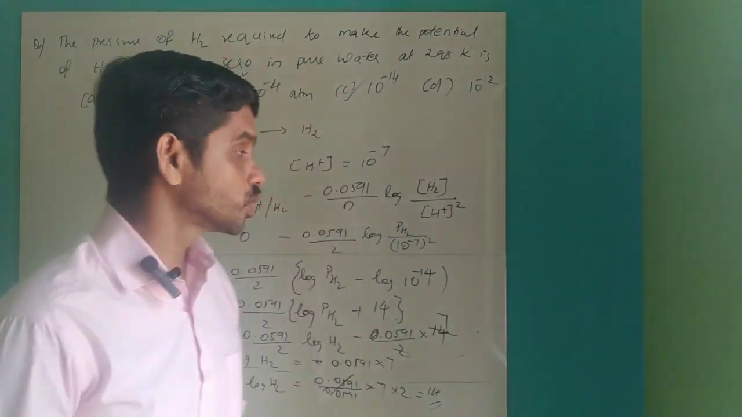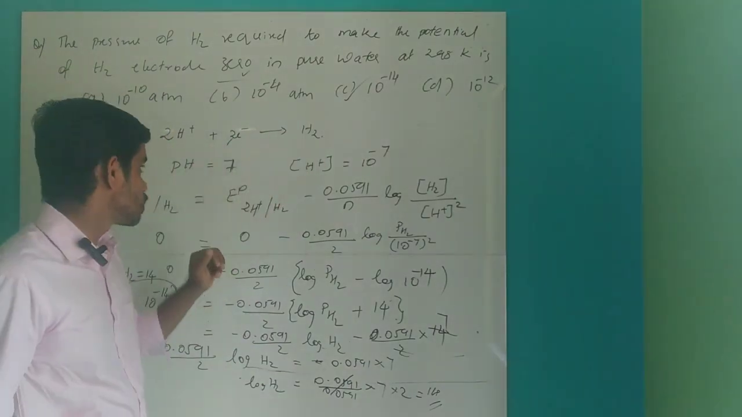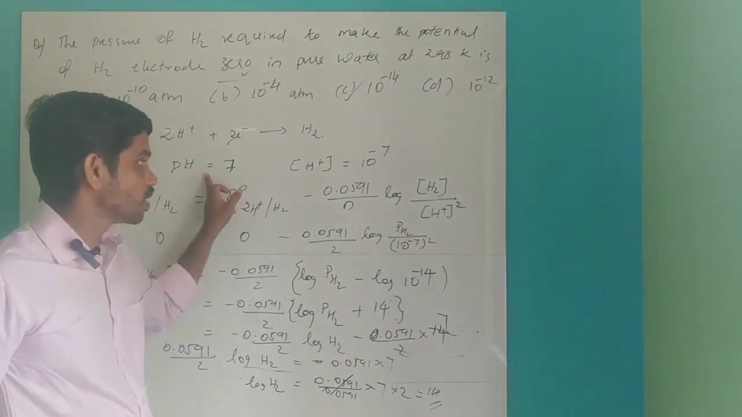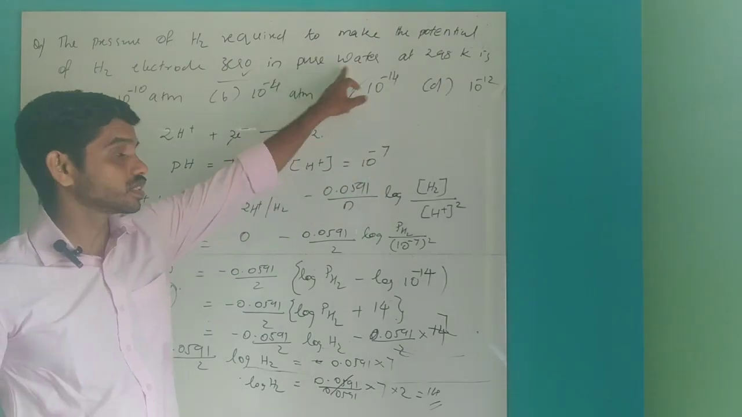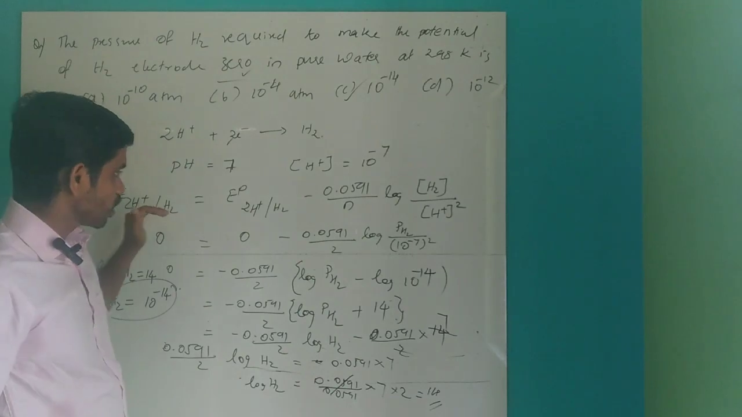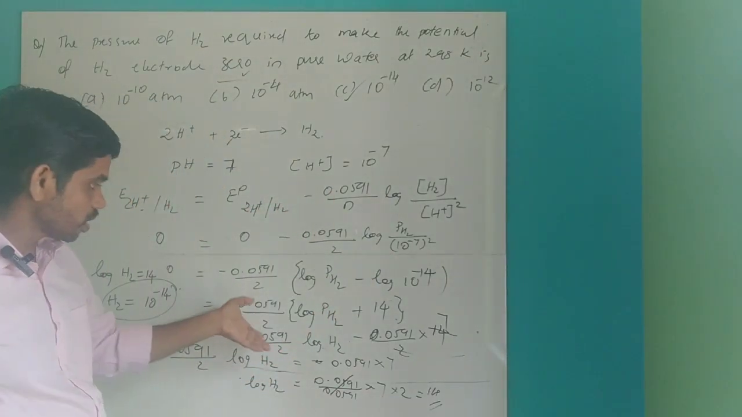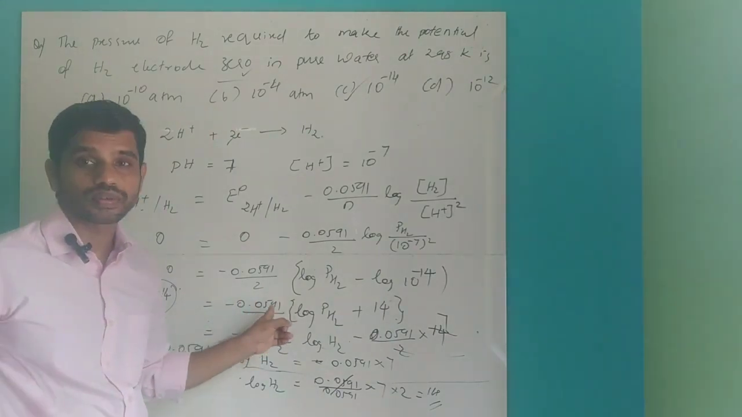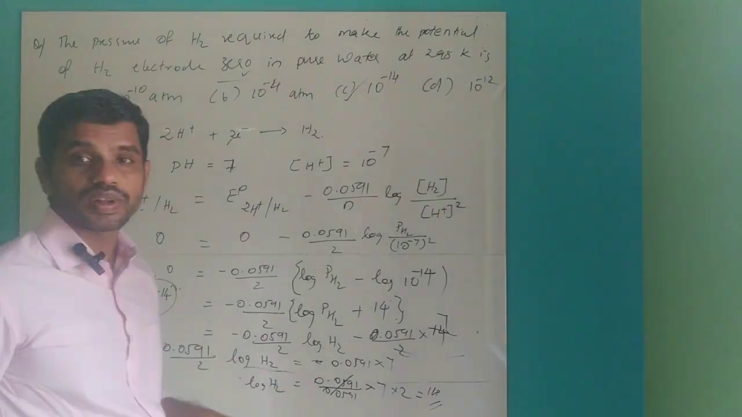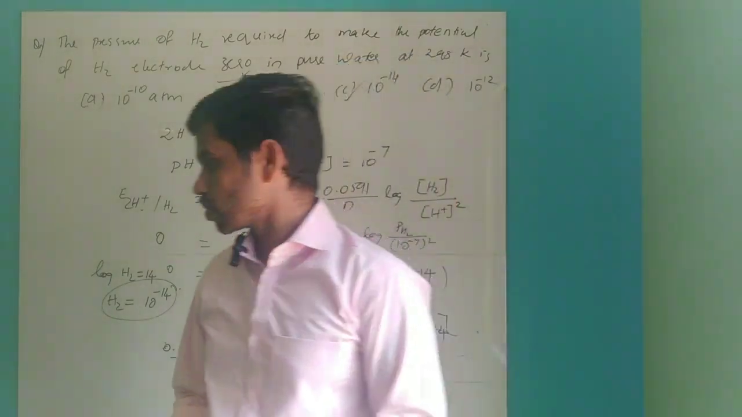So how we did: first write the reaction 2H plus 2 electron gives H2, pH is equal to 7, and the H plus concentration, since it's pure water, H plus is equal to 10 power minus 7. Now write the Nernst equation for a single electrode. Don't forget to put the bracket together, else you will not get the answer correctly. Then solve it, you will get 10 power minus 14, that is the right answer. Okay, yes.